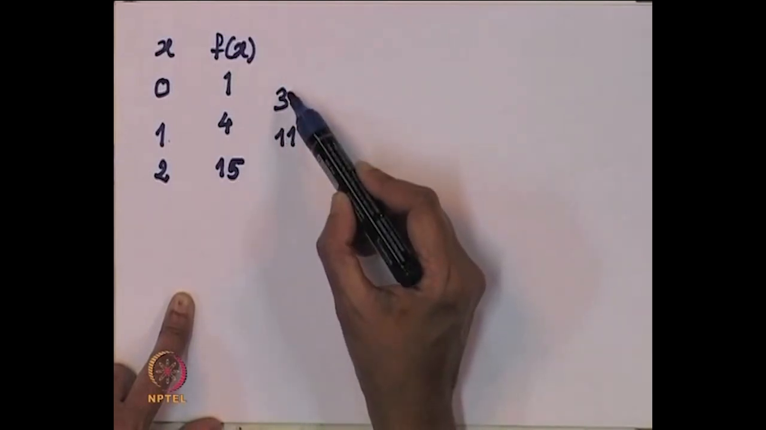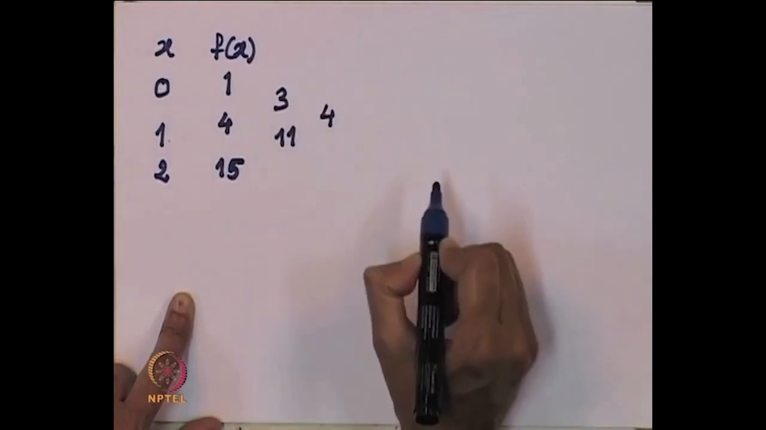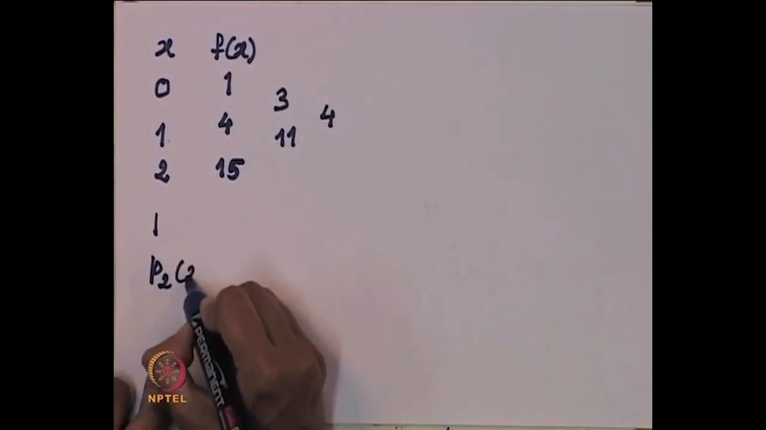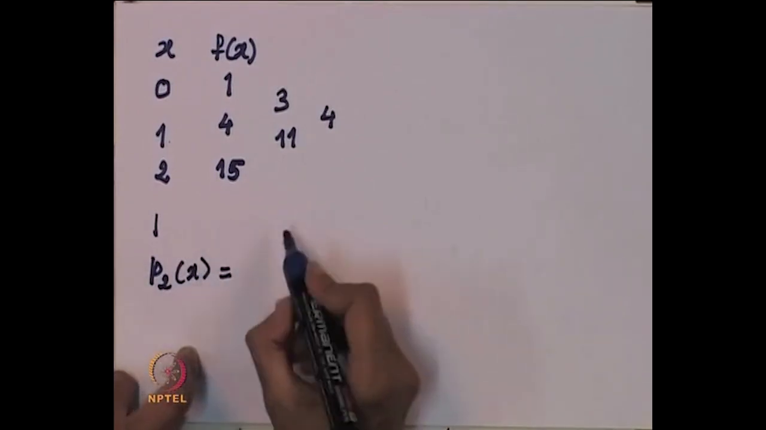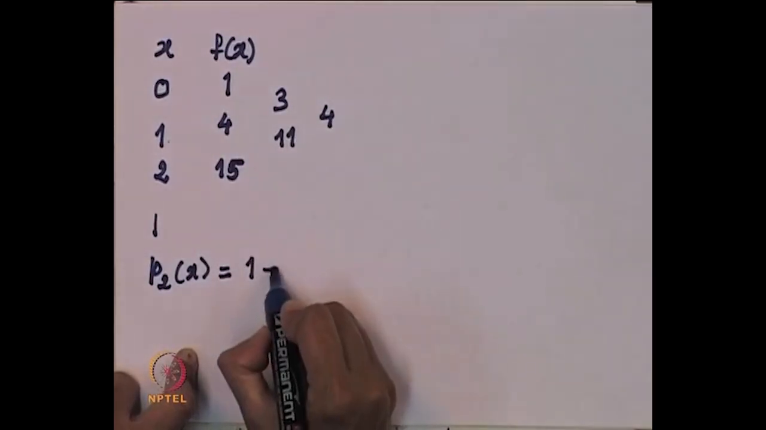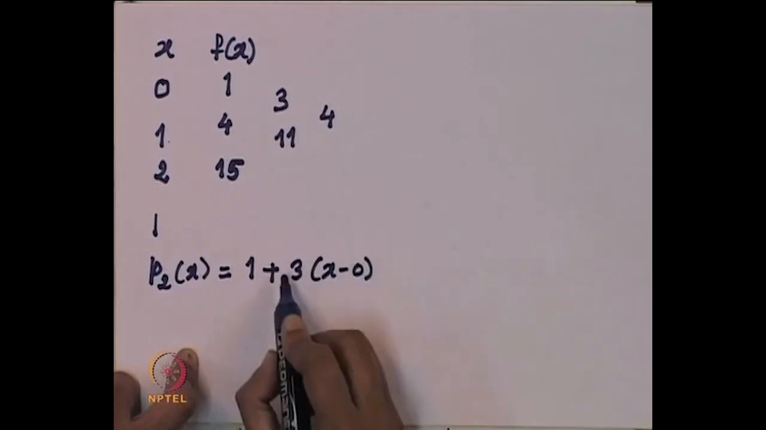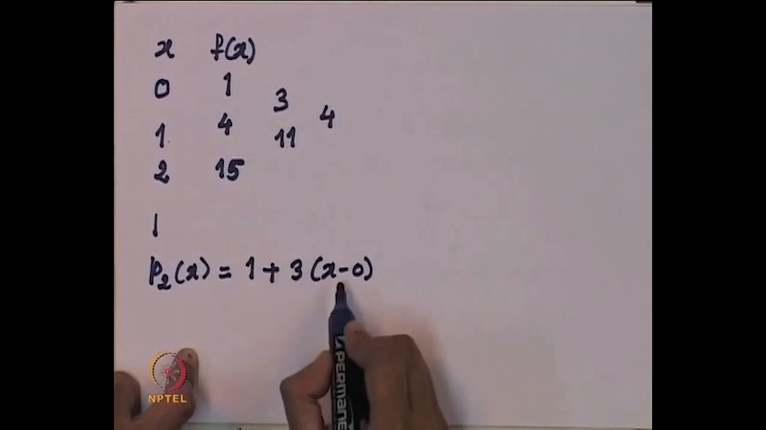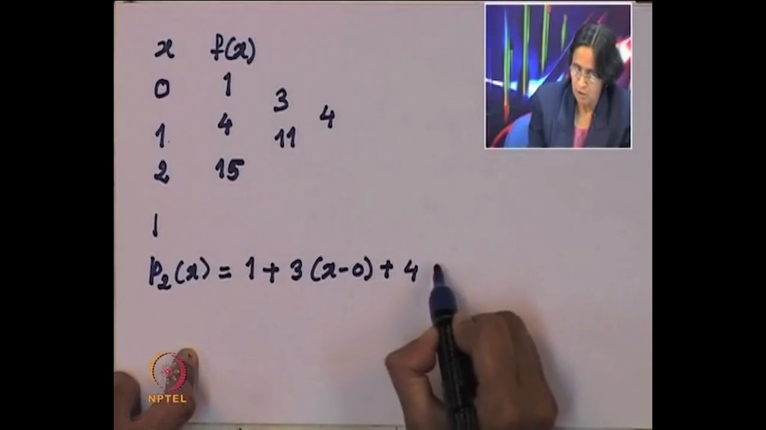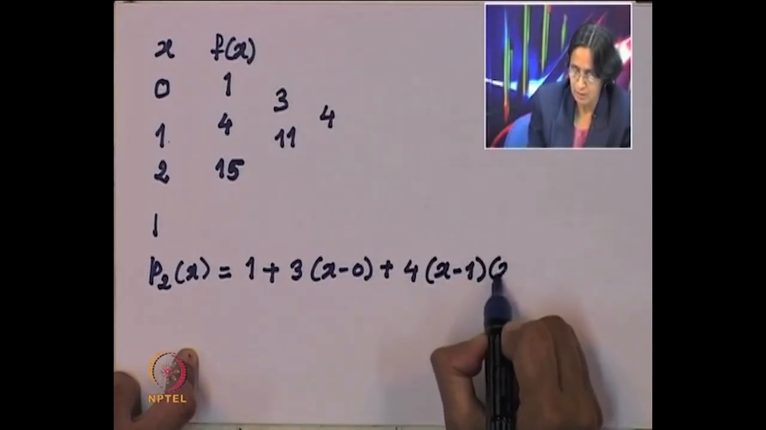Then 11 minus 3 divided by 2 minus 0. So, that is going to give us 4. Then our P 2 x is going to be equal to f x 0, which is 1, plus 3 into x minus 0. This is f of x 0, x 1 into x minus x 0, plus 4 into x minus 1 into x minus 0.